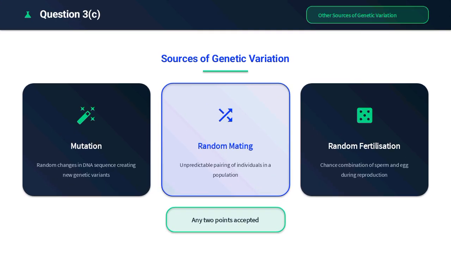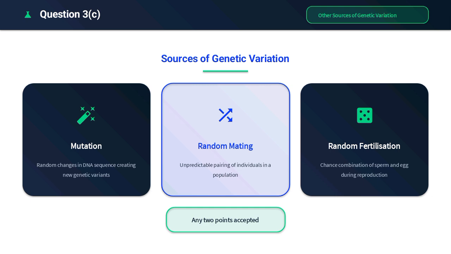Part C reminds us that meiosis produces gametes and is one source of genetic variation. But the question asks us to state two other sources of genetic variation in populations. The first is mutation. These are random changes in DNA sequence that create new genetic variants. The second is random mating or random pollination. When individuals pair up unpredictably, it creates new combinations of genes.